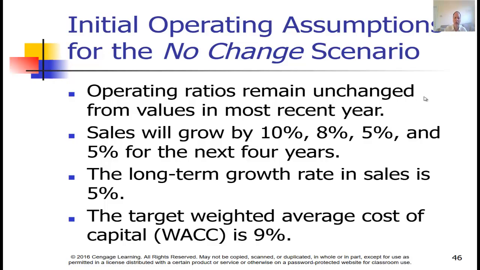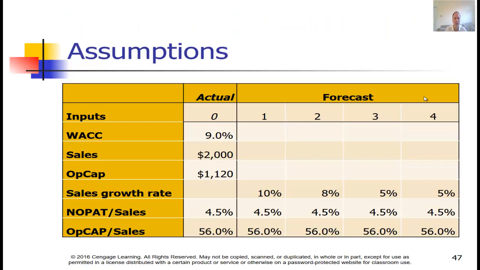The target weighted average cost of capital, again, is 9%. So if we look at a table with our assumptions, we have WACC of 9, sales of 2 billion, operating capital of 1.12 billion, sales growth rate going in year 1 to 10, down to 8, down to 5, and 5. Our NOPAT over sales stays at 4.5% forever, and our operating capital over sales stays at 56% forever.